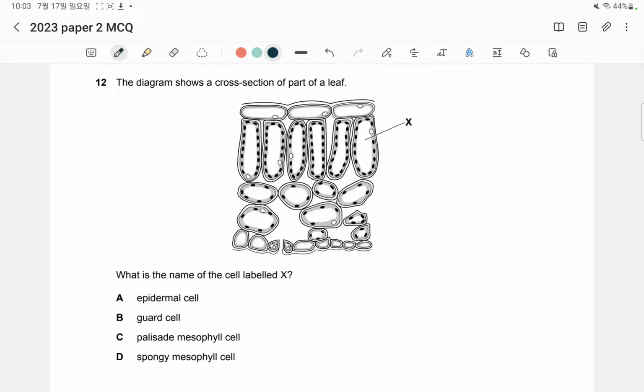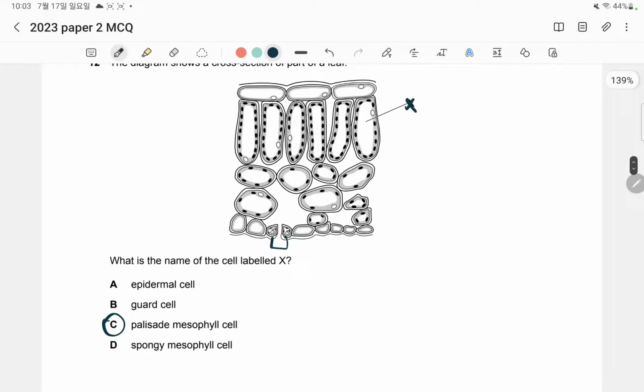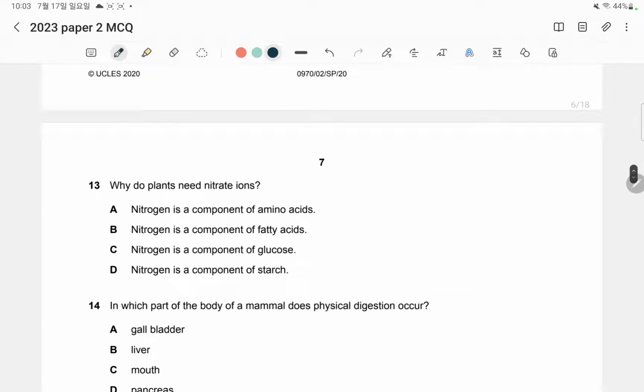Okay, now this one's pretty easy. Now if you look at these circular cells, you know that it will be the spongy mesophyll cells. And these would be the guard cells. And so the X would be the palisade mesophyll cell. Just remember that cells that look rectangular and column shaped, those are the palisade mesophyll cells.